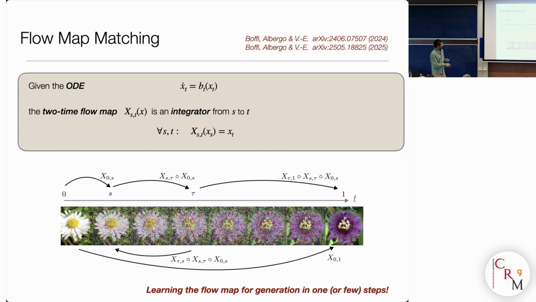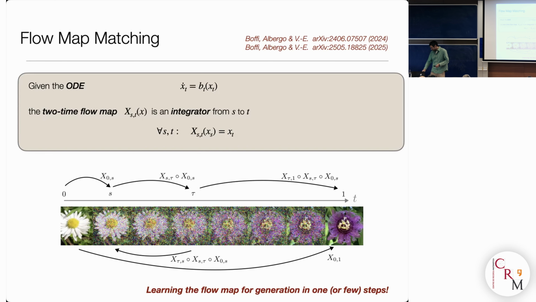Okay? There's a little picture here that illustrates it: it has a semi-group property, it can be composed, it can be reversed. And if you learn the flow map, you can actually do generation in one or a few steps. You don't need to integrate that anymore. You can, in principle, just take s equals 0 and t equals 1, and then, poof, you have one-step generation.